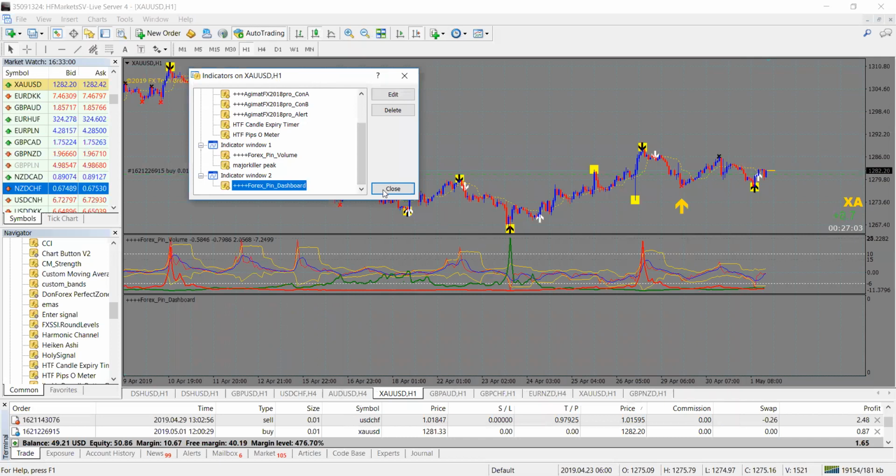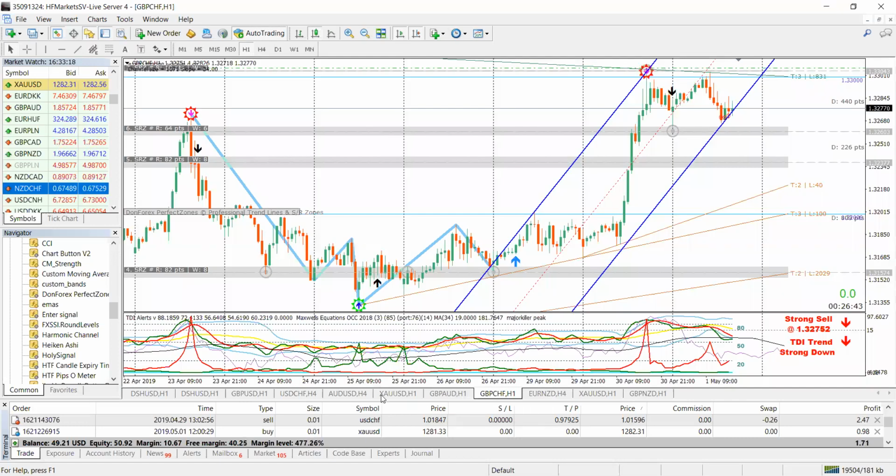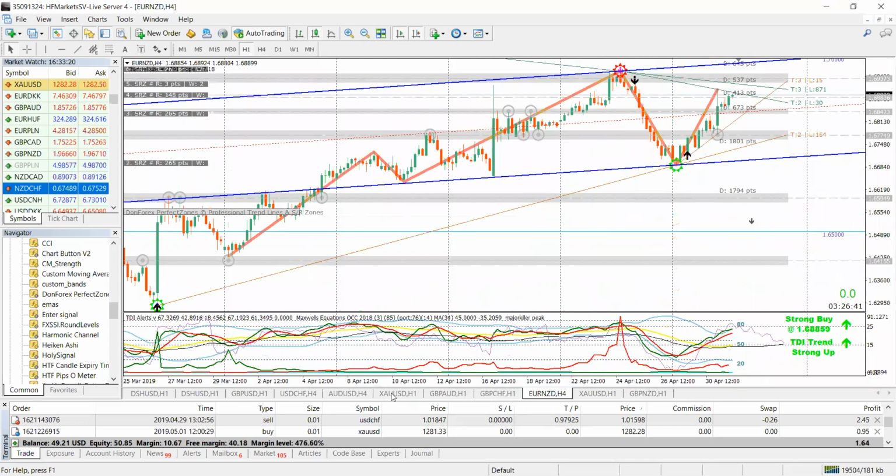Excuse me. So I'm gonna close this. As you can see, just because of the number of pairs I'm scanning and the time frames, it really doesn't bog down my PC a lot. I can switch around my pairs. MT4 works fantastic, no issues whatsoever.